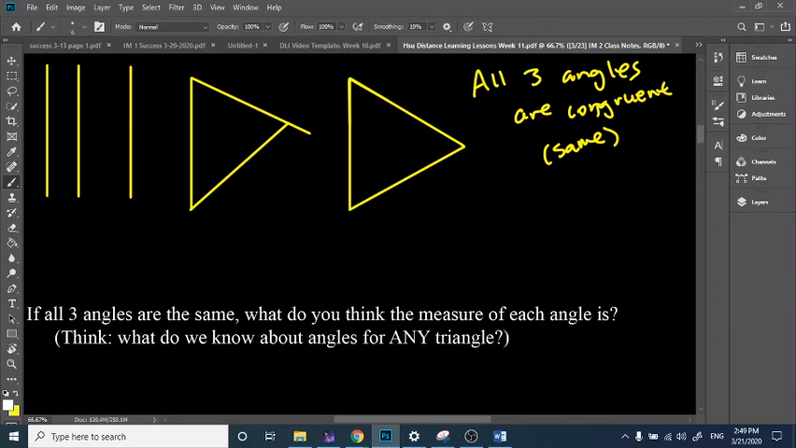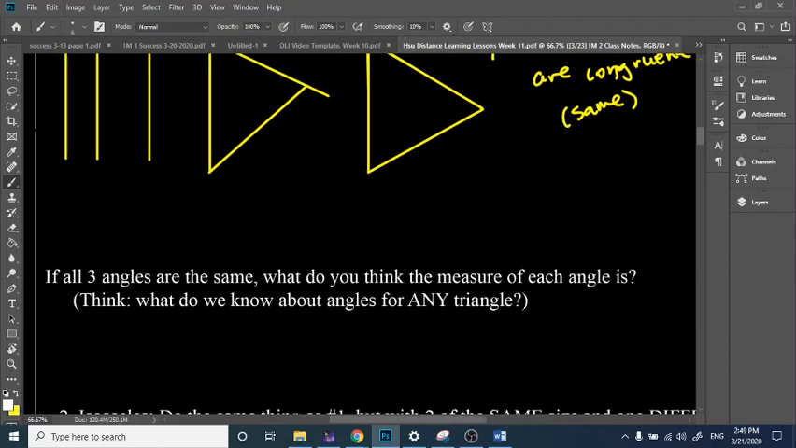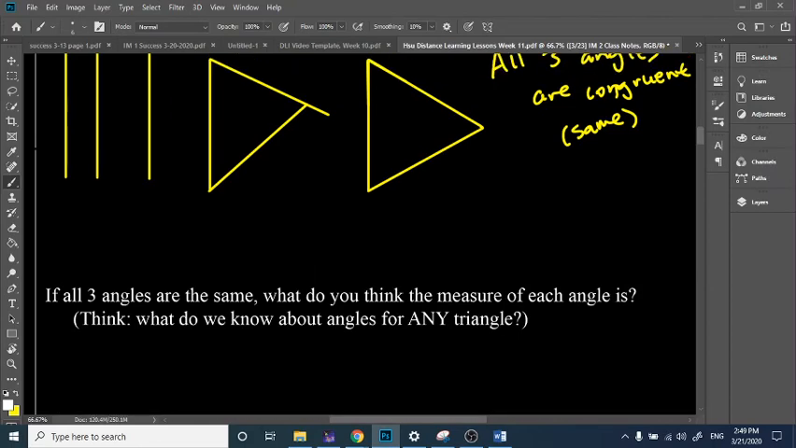I want you to think. If all the angles are the same, what do you think the measure of each angle is? How many degrees is each of these? I'm going to give us a few minutes to think about that. Again, pause, take a guess. I'm going to give you credit for guessing and giving a reason. Show me with math. You're going to use numbers, trust me. I'm going to assume you paused, and I will move on in 3, 2, 1, 0.